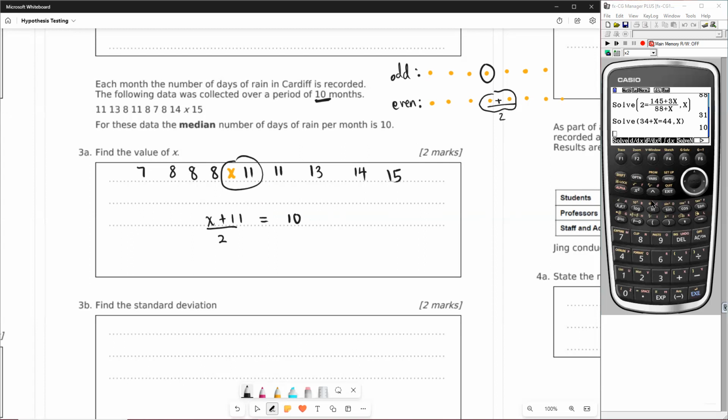So let's solve for that. 10 is equal to X plus 11 divided by 2. Nine.